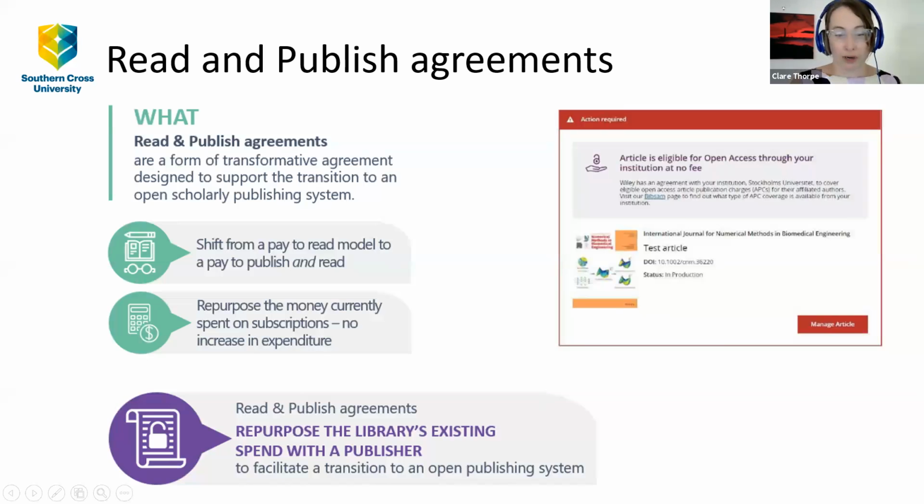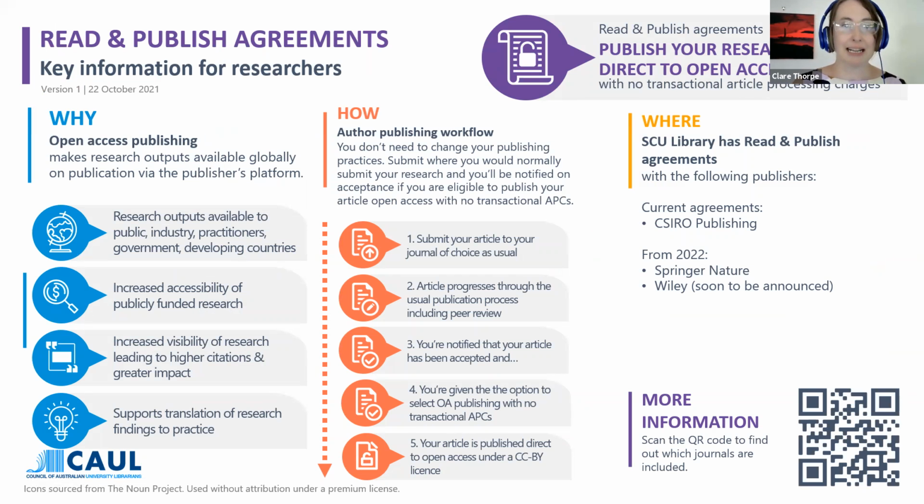So I know there's lots on this screen and I'll make the slides available to you, but essentially we want to trial these new agreements to increase the discoverability and the visibility of your research. These agreements are designed to support you as you are publishing in your journal of choice, if that is with a publisher that we have these agreements with. And you will know this because when you get accepted to publish, you will get given the option to select open access with no article processing charges as part of your author workflow.